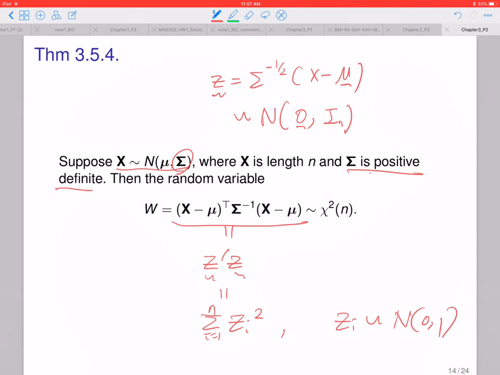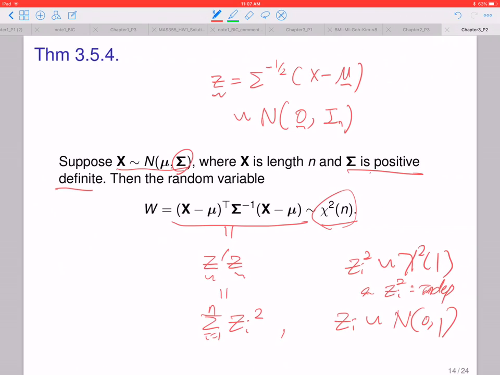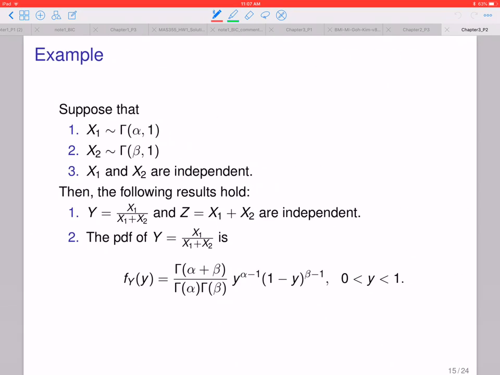Because of the additivity, each one is chi-square 1. The Zi are independent, so the Zi squares are also independent, and that implies that this follows the chi-square distribution with n degrees of freedom, because of this corollary. Okay.